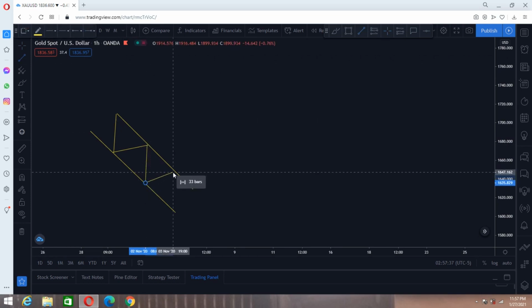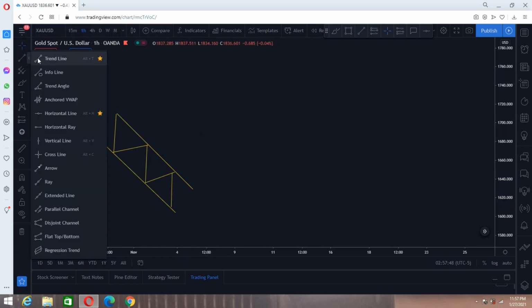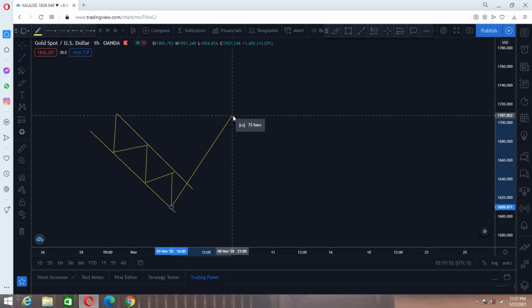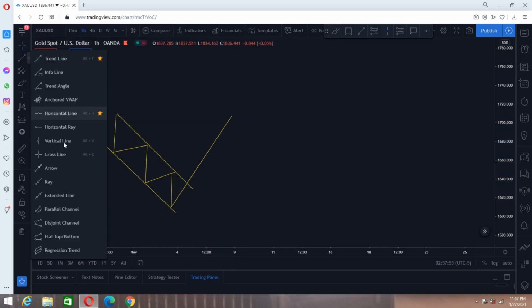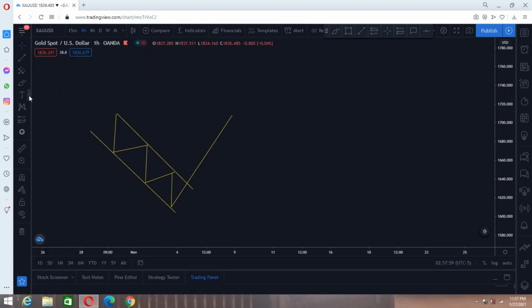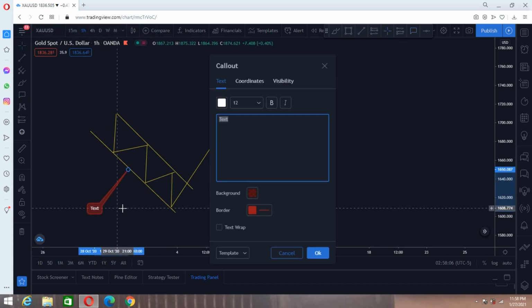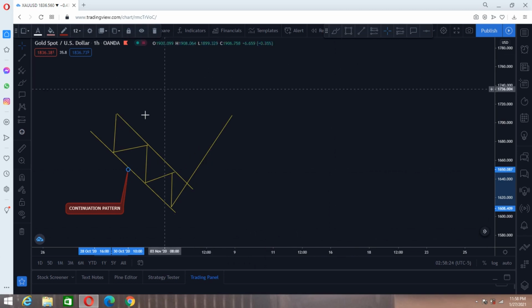This is a continuation pattern. Just write it. So this is our continuation pattern. Every time we see this pattern, we know that the market is going to the upside. This is a correction phase, and this is the impulse phase.